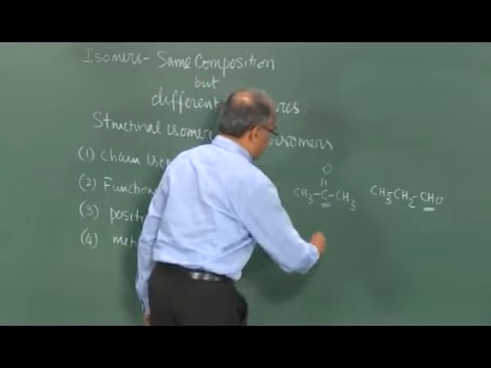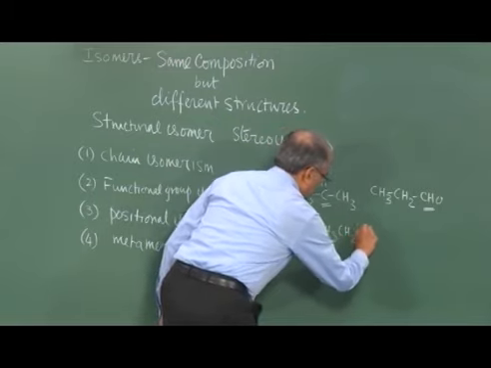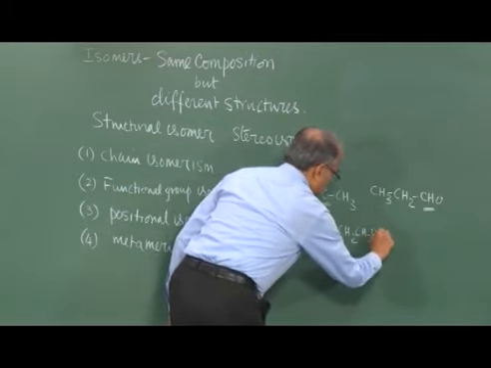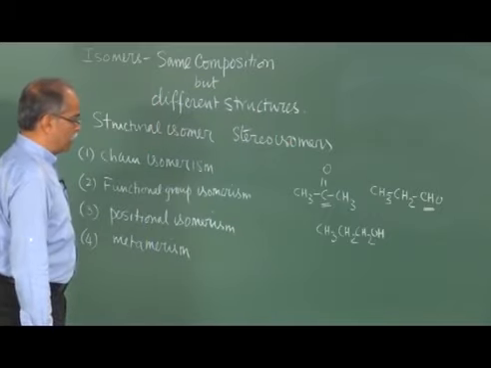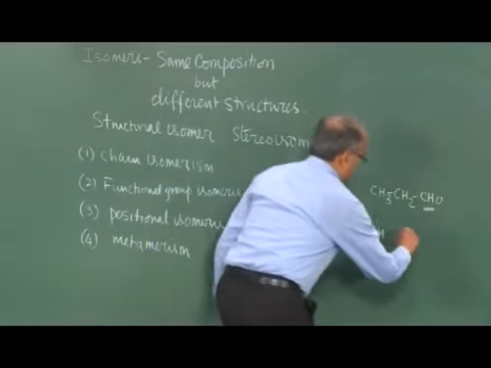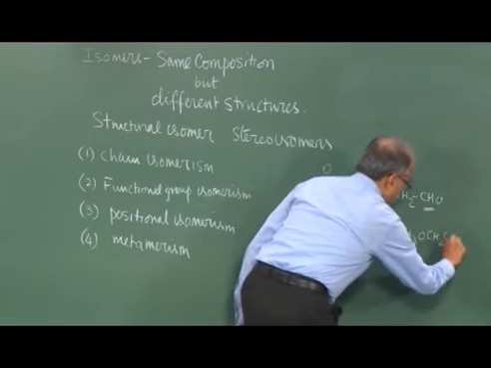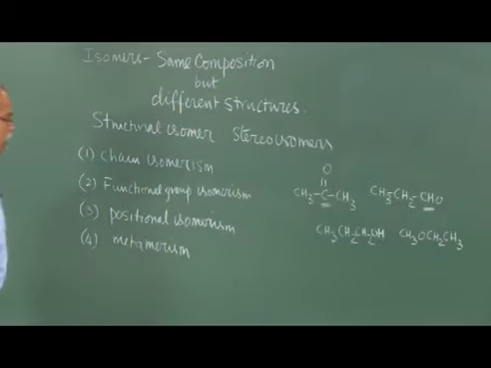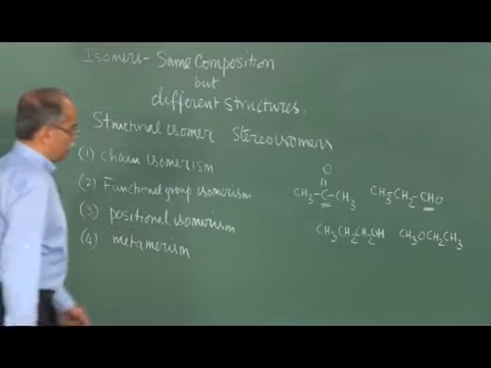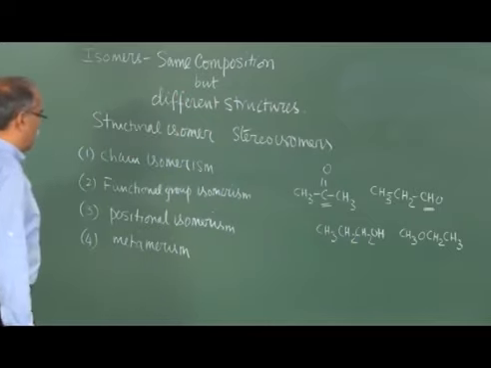One can also have, as I mentioned earlier, alcohol versus ether. Let us say for example, this is the normal propyl alcohol or propanol. One can have the corresponding functional group isomer which is an ether also. For example, in this particular case, this will be methyl ethyl ether that we are referring to as a functional group isomer of propanol.